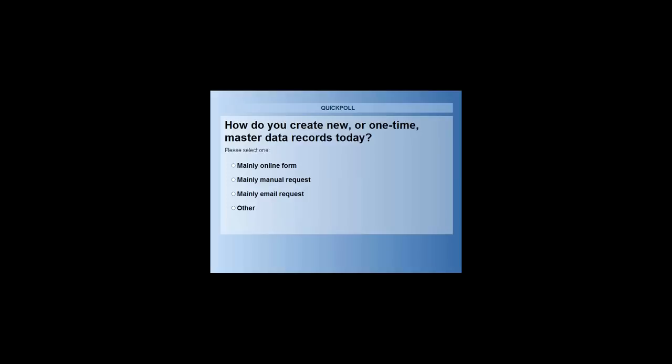So how do you create new or one-time master data records today? Do you mainly use an online form? Is it mainly a manual request, mainly an email request, or perhaps something else? So how do you create new or one-time only vendors on your master data today? So mainly online forms, mainly manual requests, or mainly email requests? So if you could tick the box most appropriate to your situation. And we've got 70% of you responded. So let's close that poll down in 3, 2, 1 and have a look at the results.